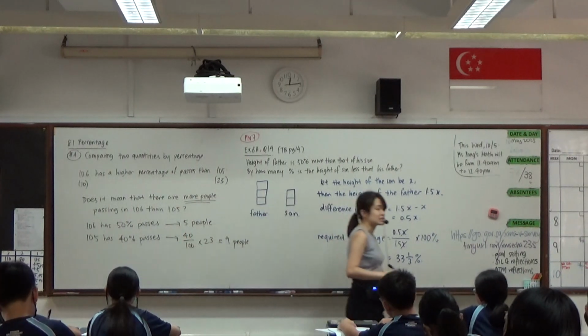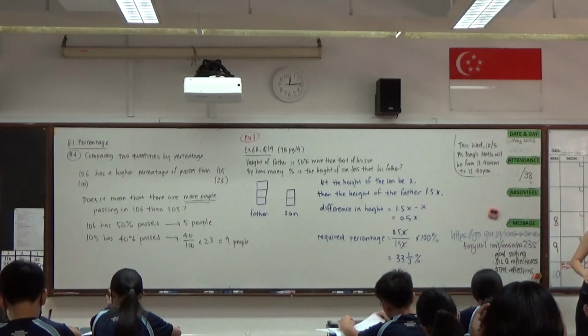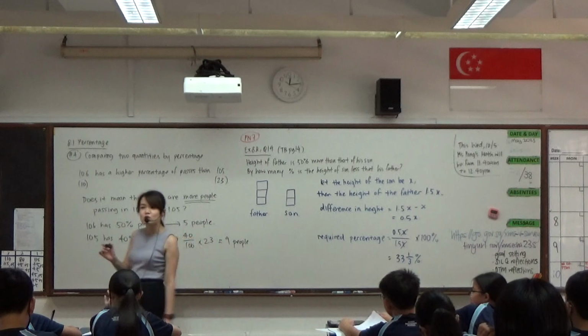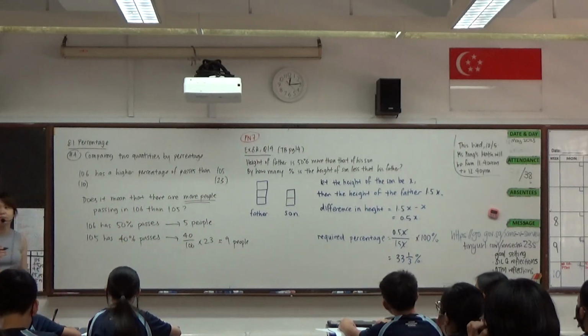Okay, of course no such thing as 9.2 people lah. Okay, unless some of you come to class with half a brain or something like that. Okay, which I think maybe sometimes true. Some of you come to class with half a brain sometimes.